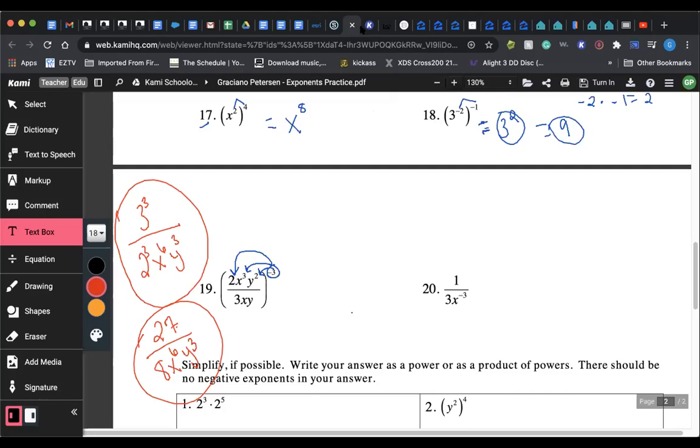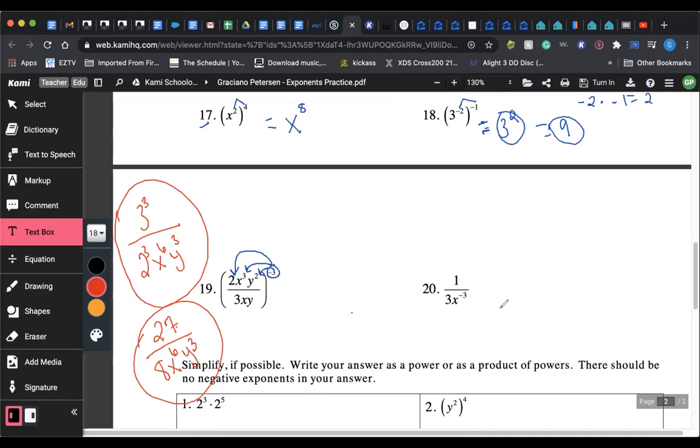Okay, so number 20 is actually going to be much easier. I want to see if you guys can figure this one out. It's just going to be one thing that we have to do to simplify number 20. So we have 1 over 3 to the x to the negative 3. What's the one thing that we need to do to change this into a correct answer?